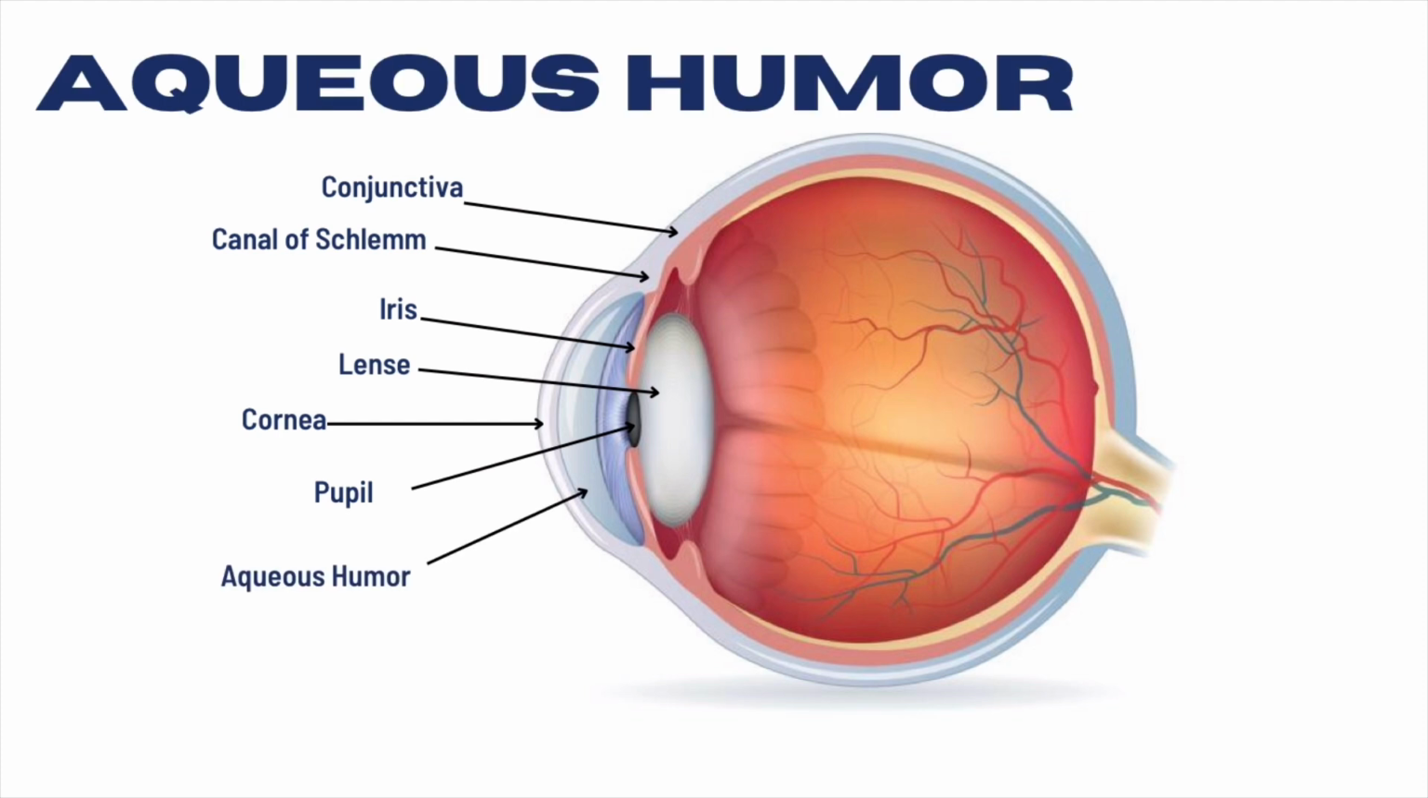Next, the aqueous humor, the watery fluid that fills the anterior chamber of the eye and provides some nutrition for surrounding parts.